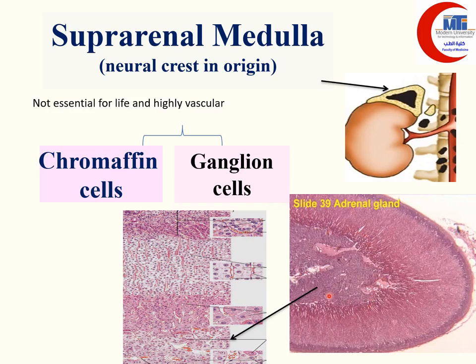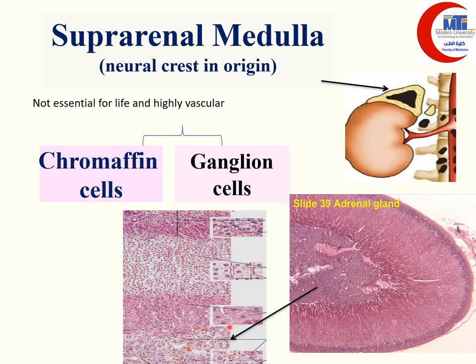Suprarenal medulla is different in origin from the suprarenal cortex. Suprarenal cortex originated from mesoderm, but suprarenal medulla originated from the neural crest. Suprarenal medulla appears in fresh state reddish in color, as it is highly vascular.